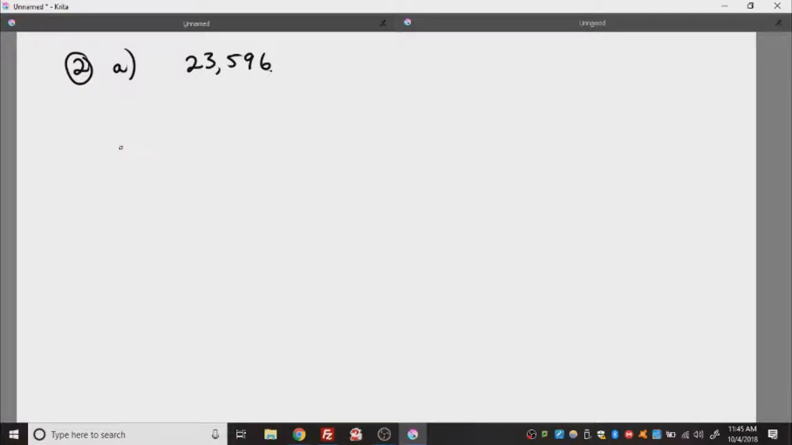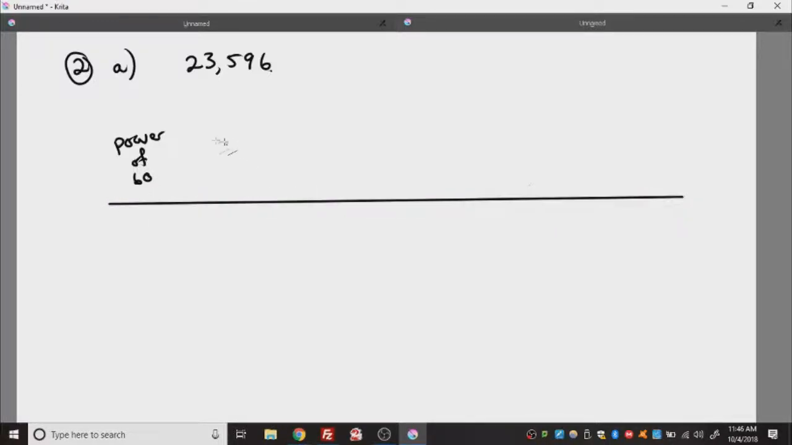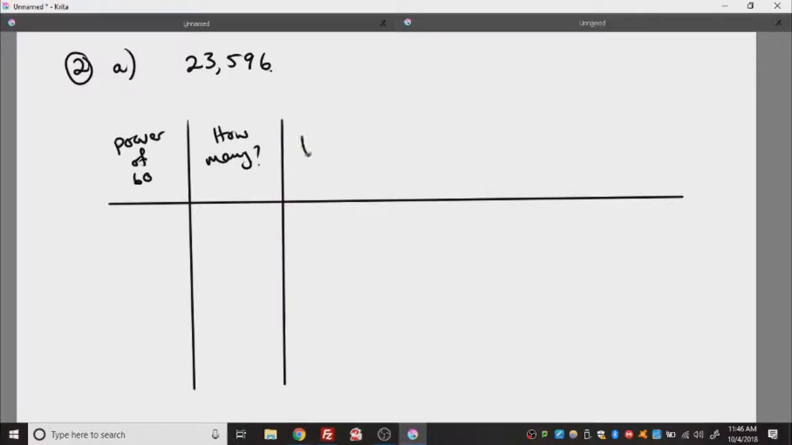So I'm going to make a little table. I'm going to look at the specific power of 60. Then how many, or the number of groups. Then what have I used? Then what is, oops, see, that's supposed to be a pen. What is left? And that's it.